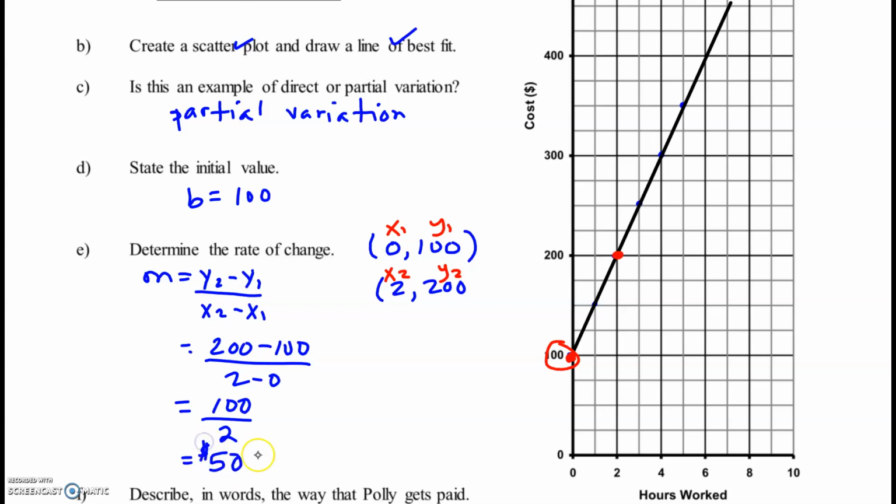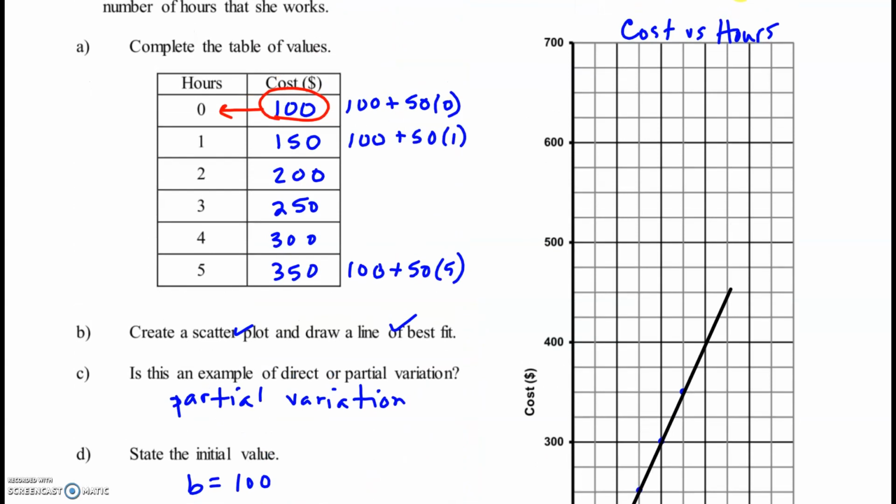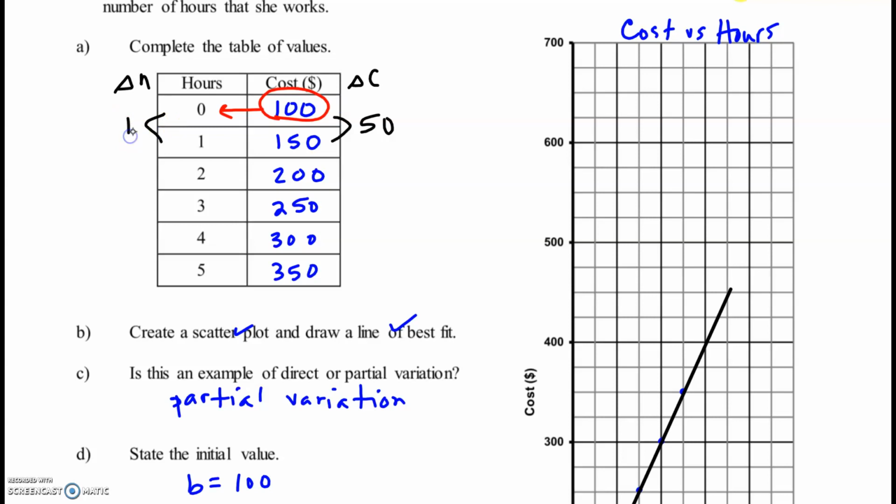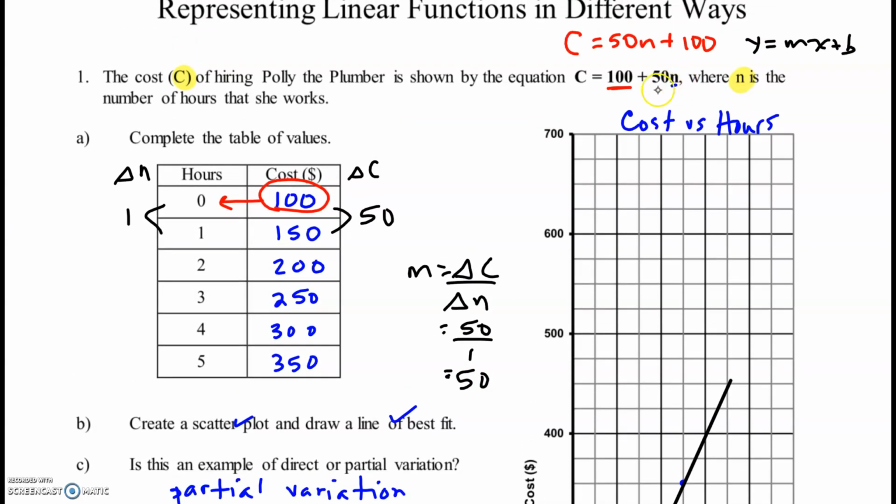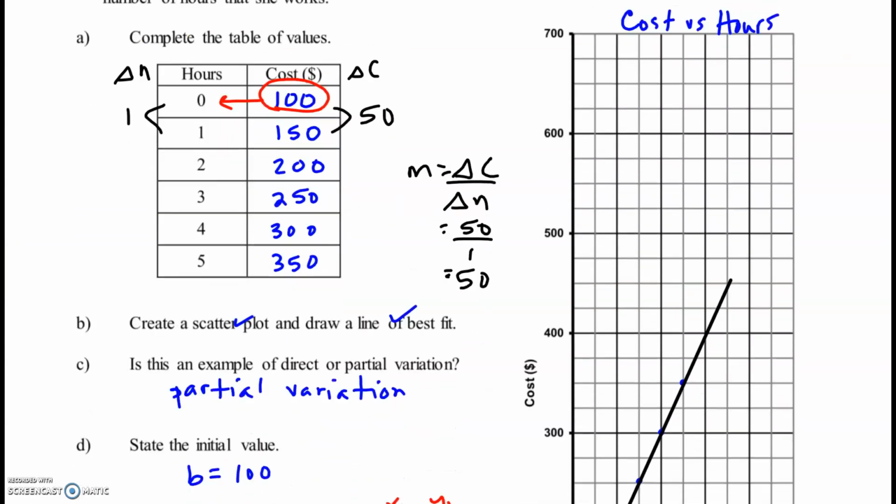So we know that's $50 for every hour. All right, let's go ahead and check at the table. If we recall, you can do, I'm just going to get rid of my calculations here. You can do delta C and delta N, and I can see this is going up by 50 as this goes up by 1. So you potentially can do a calculation using delta C over delta N, which should be 50 divided by 1, which we know is $50 per hour. Same answer that we got with 2 points. The other way is we can get a rate of change from the equation. So you can see 50 is the rate of change there.